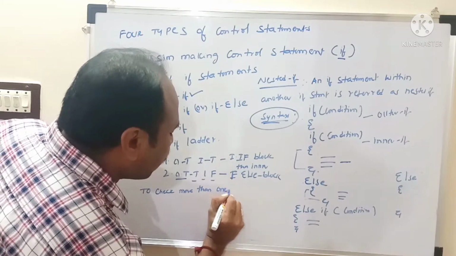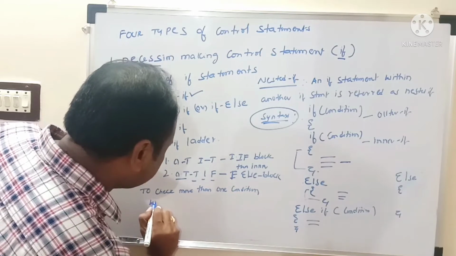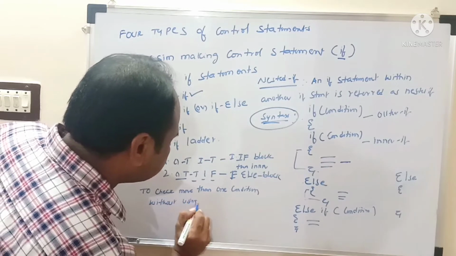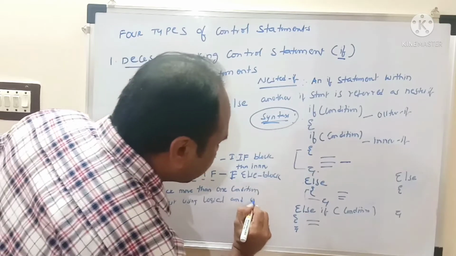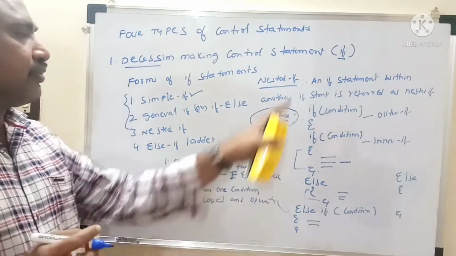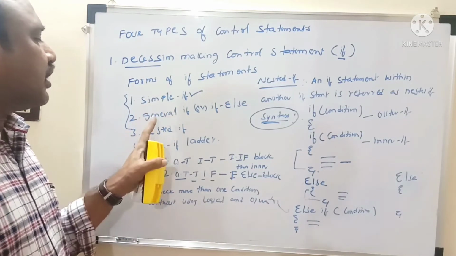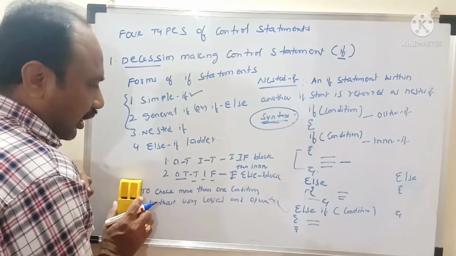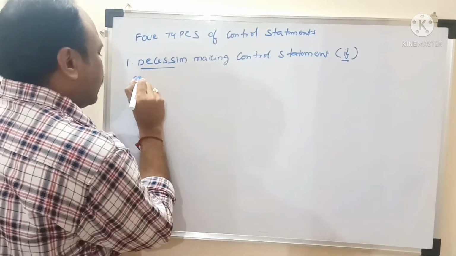To check more than one condition without using the logical and operator. This is the purpose of nested if. Simple if explained, general if explained, nested if explained. What is the last one? Else if ladder. The fourth one is else if ladder.